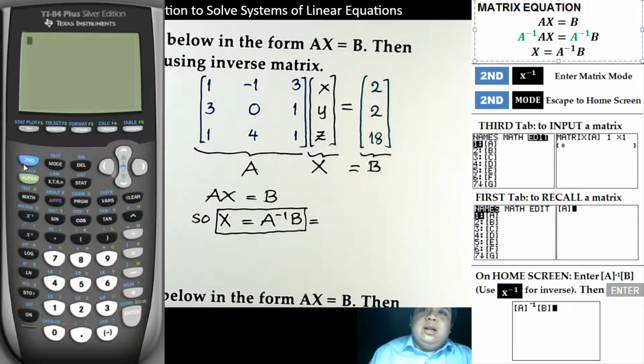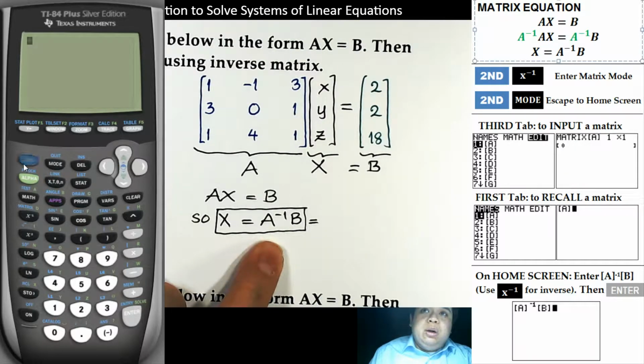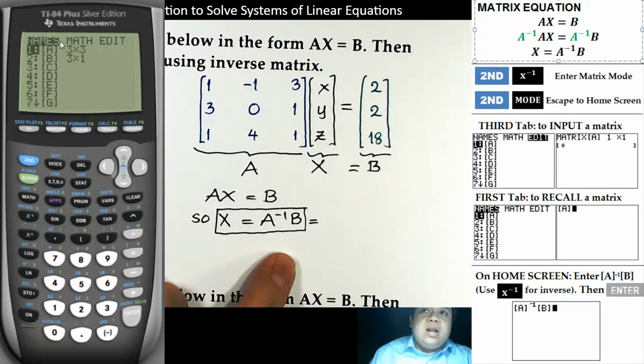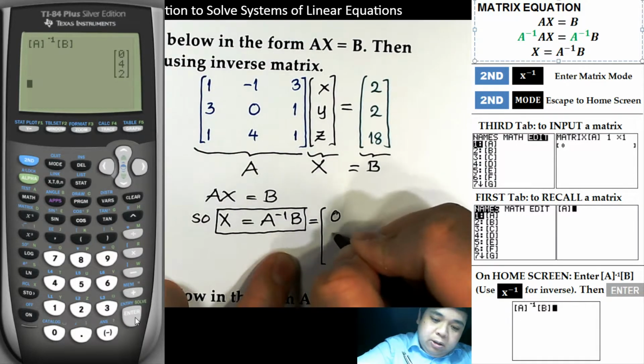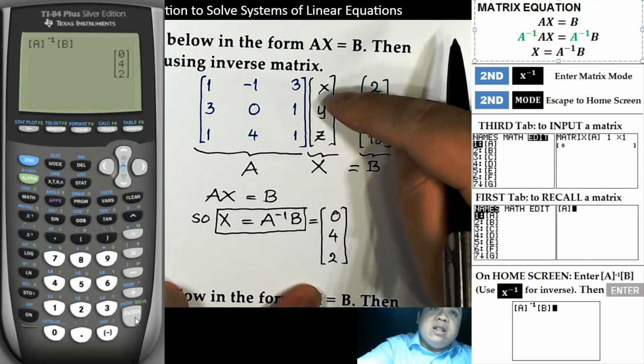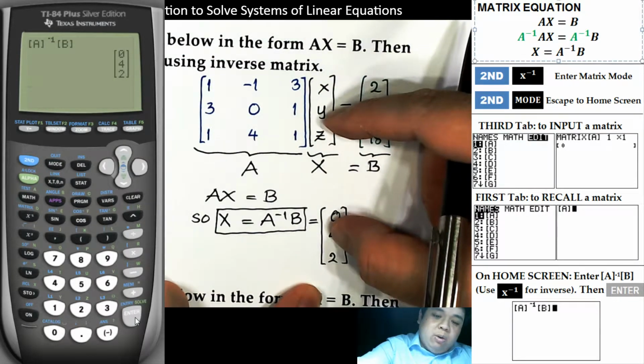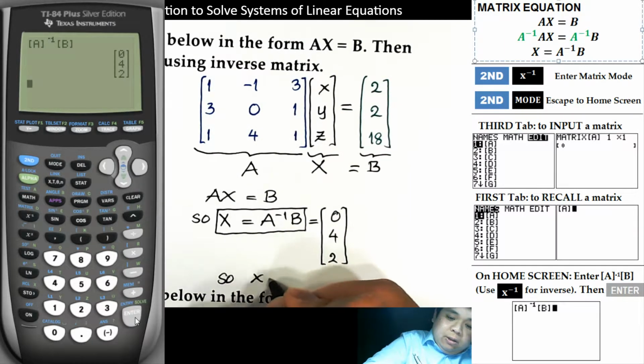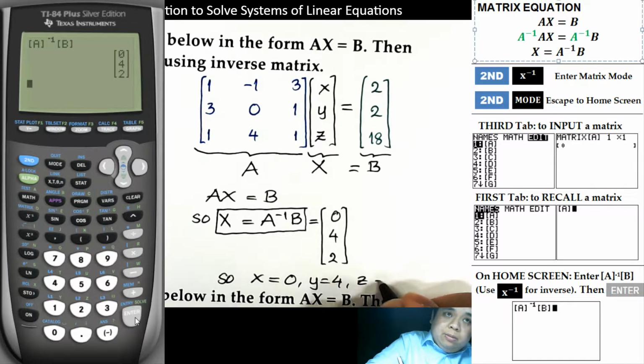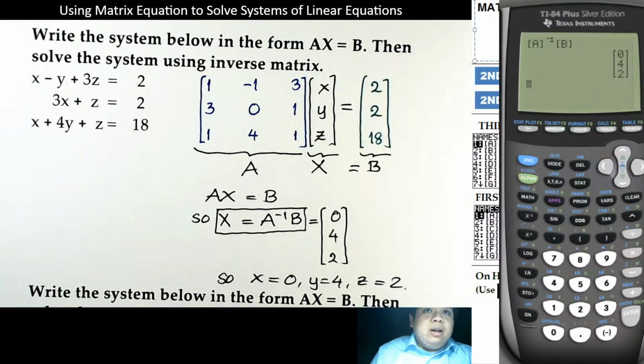Now we just need to do A inverse times B. So we need the matrix A first. Under names, that's where we'll recall it. The first line for matrix A inverse, and then times, also on the first tab to recall the matrix B on the second line. Enter, and we have 0, 4, and 2. Since the matrix X is X, Y, and Z, X is 0, Y is 4, and Z is 2. So we have that solution.